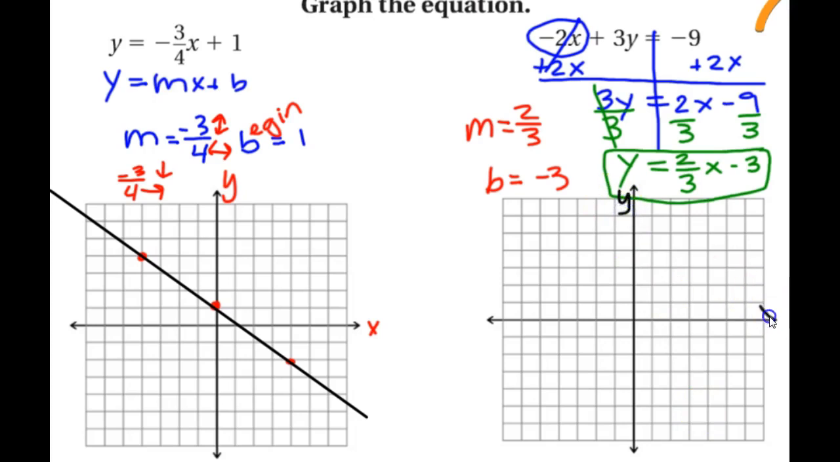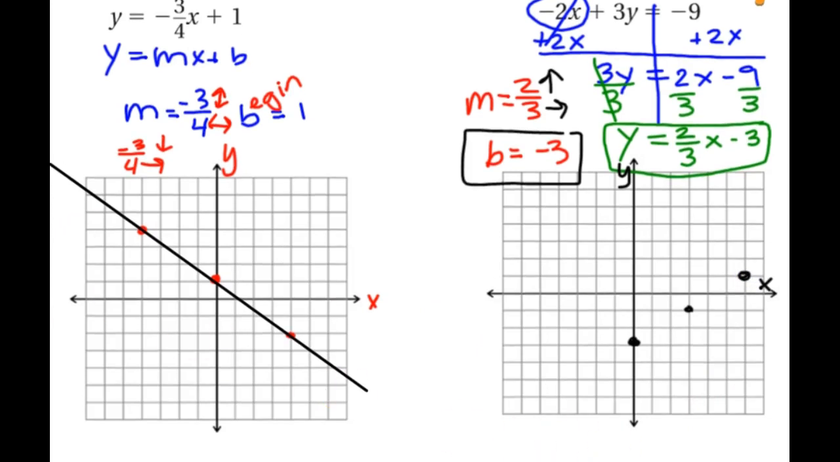So let's begin on our y-axis at -3. And our slope is rise over run. They're both positive, so up 2 and 3 to the right. Up 2, 3 to the right. Or the opposite of up and right would be down 2 and 3 to the left. Down 2, 3 to the left. And there's our line.